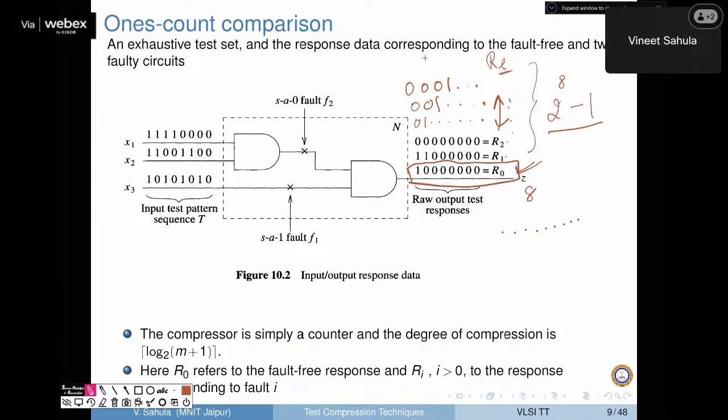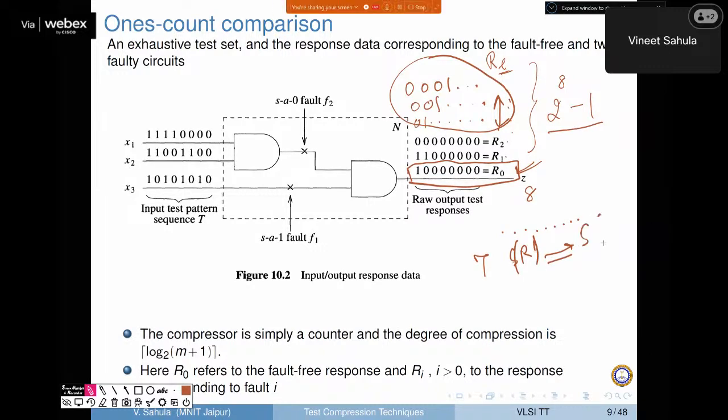So all of these faulty sequences will have the same signatures. 7 such patterns. 7 such R prime, SR prime patterns will be almost same as SR0. This is my probability of aliasing. So my faulty signature might not be differentiated in this case. 7 upon 2 to the power 8 minus 1. This is my probability of aliasing.